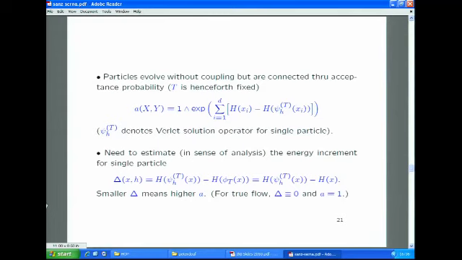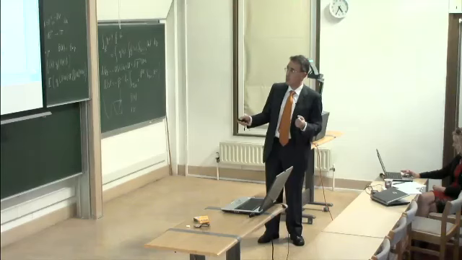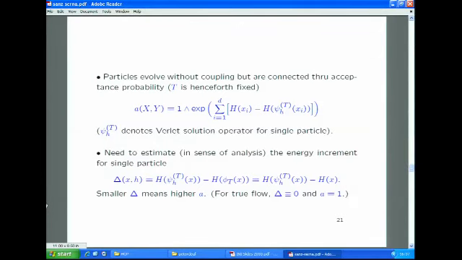This is a random variable, of course, because everything will be random here. Well, H naught, but the xi's will be random variables. So I need really to see whether this is small or large. So the question is, how much energy do I gain when I integrate a Hamiltonian system by using the Verlet method. This is the key point. So we need to estimate, not in the sense of probability, but in the sense of analysis, the energy increment for a single particle.